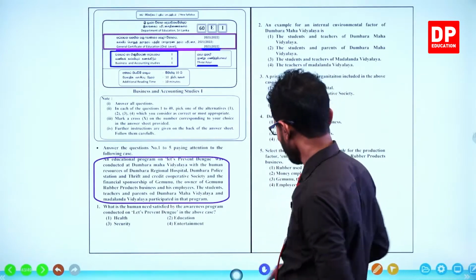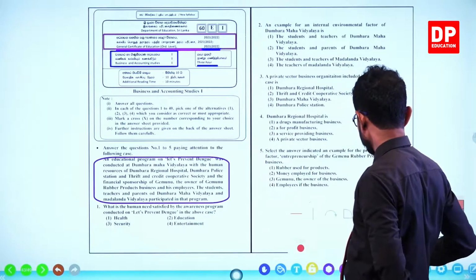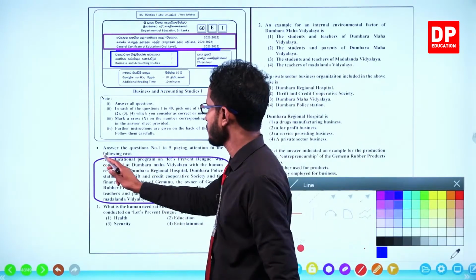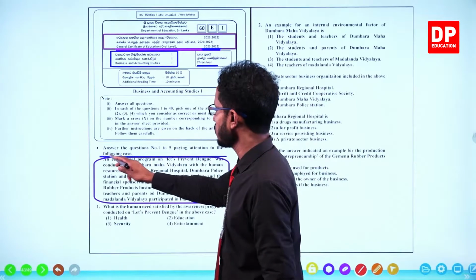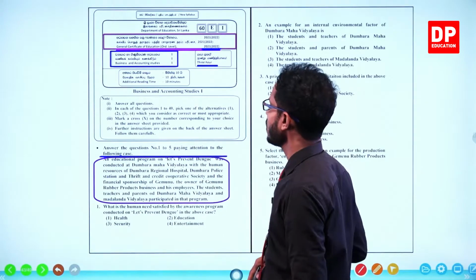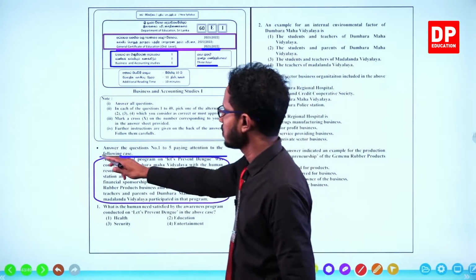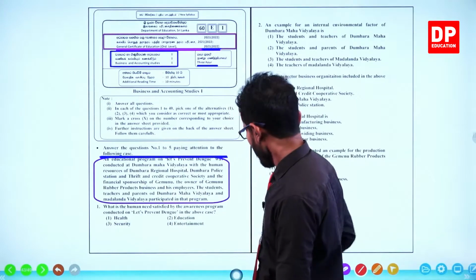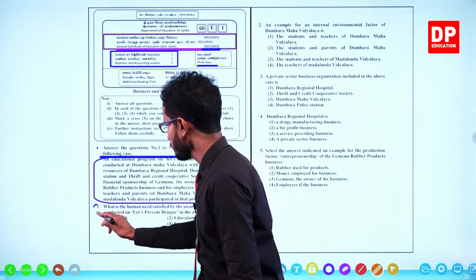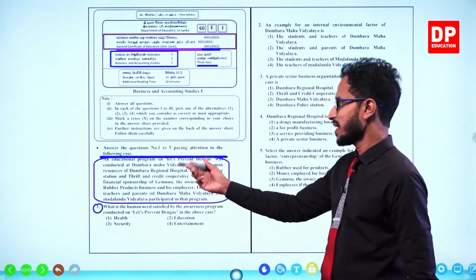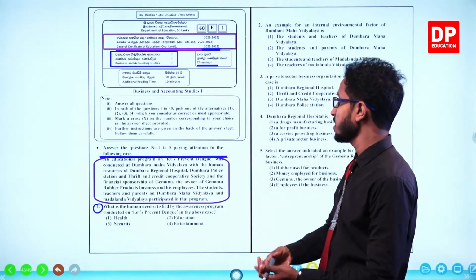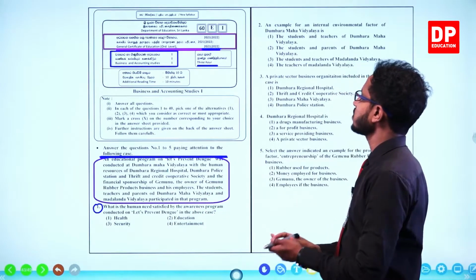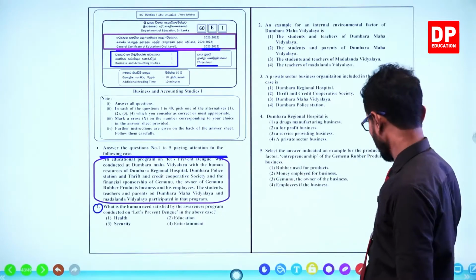Normally a case is given, a short, very simple story type case like this. You have to use this case to answer questions number 1 to 5, based on the information given in the case. So 1, 2, 3, 4, 5: 5 questions from the case.